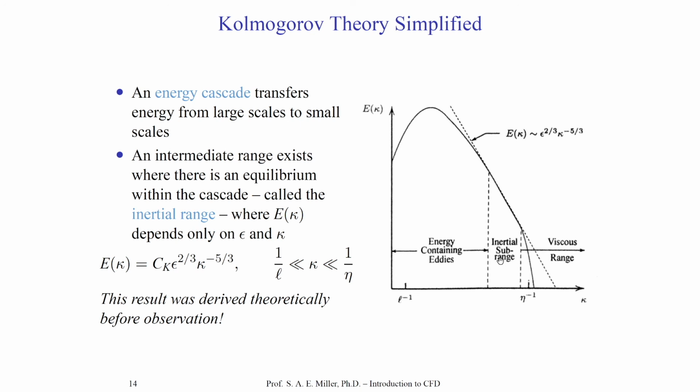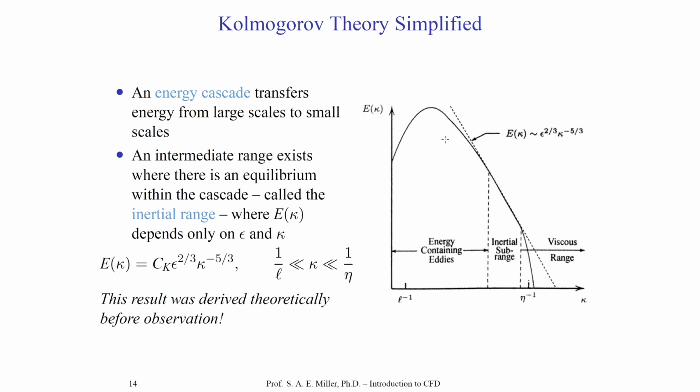Beyond that, there's some inertial subrange, which represents a range between the energy cascading scales and, of course, what we call the viscous range. So we divide the range of wave numbers for this particular theory into three parts: the energy containing eddies, the inertial subrange, and the viscous range.